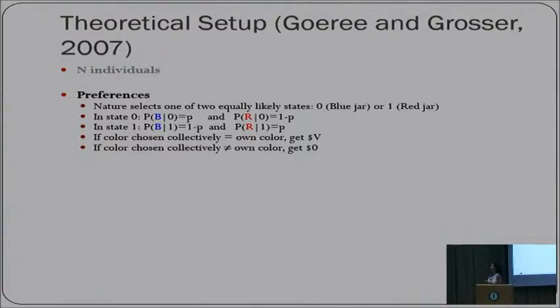So nature selects one of two equally likely states, 0 or 1. And you can think about 0 as a blue jar and 1 as a red jar. Now, in state 0, the blue jar, the probability of drawing a blue ball is going to be P. So the probability of having a preference that is blue is going to be P, and the probability of having a preference which is red is going to be 1 minus P. In state 1, the reverse holds. So the probability of drawing a red ball, or having a preference for red, is P, and for blue it's 1 minus P. Okay, so in some sense, P also captures the correlation between individuals' preferences, as you'll see.